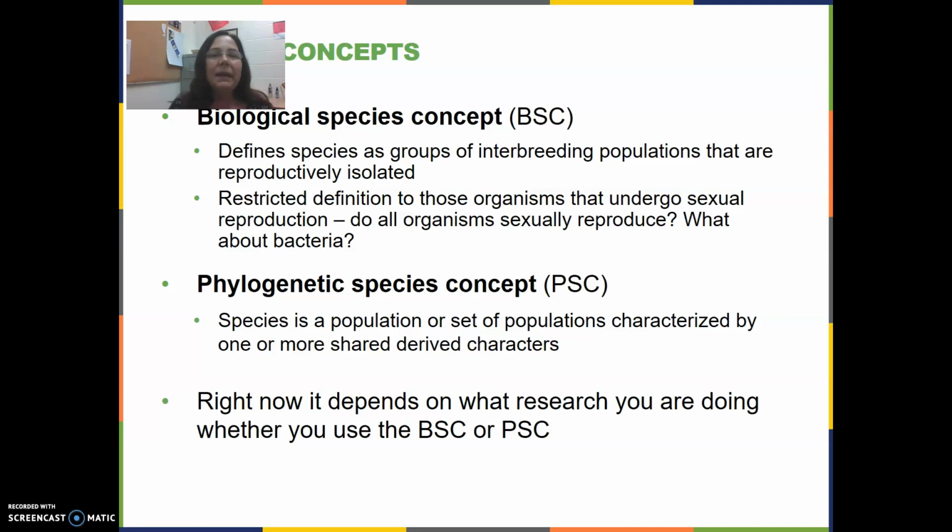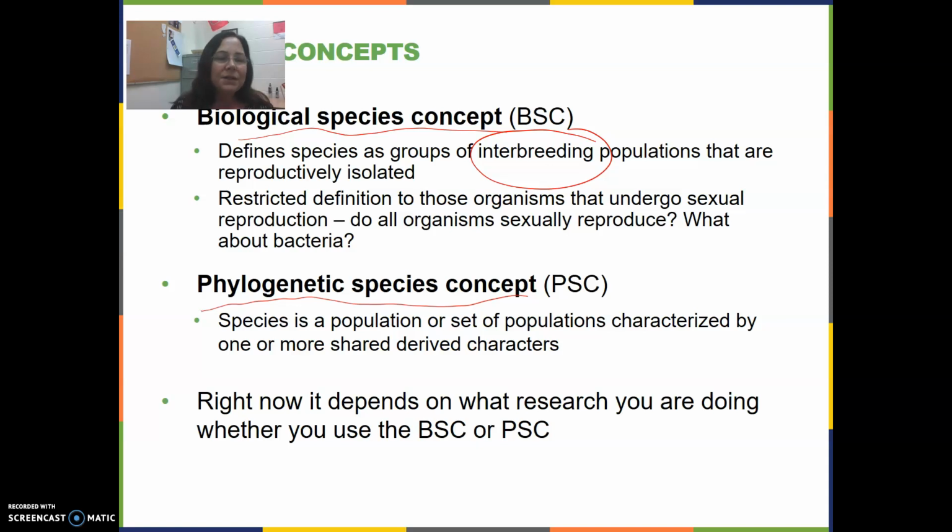So, moving on to species concepts, there's the biological species concept, and then there's the phylogenetic species concept. The biological species concept defines species as groups of interbreeding populations that are reproductively isolated. That means they can mate with each other and produce fertile offspring. But the phylogenetic species concept says a species is a population characterized by one or more shared derived characters. It has nothing to do with interbreeding.